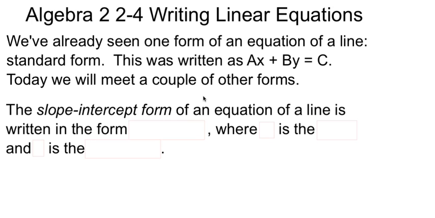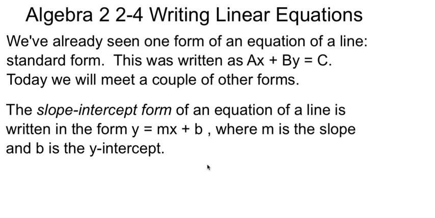It's named that because in the equation, you get the slope and the intercept as part of the equation. The equation is in the form y equals mx plus b, where m represents slope and b represents the y-intercept. This is the form that most of you remember from Algebra 1, and it's the one you're the most comfortable with. Y equals mx plus b. M is slope, b is intercept.